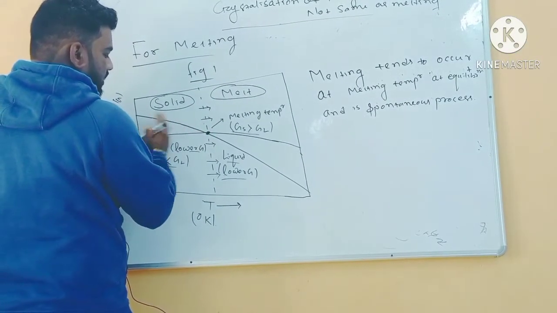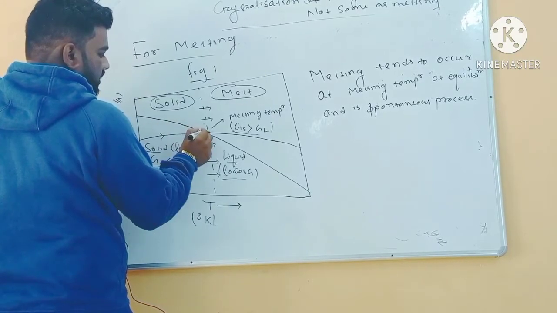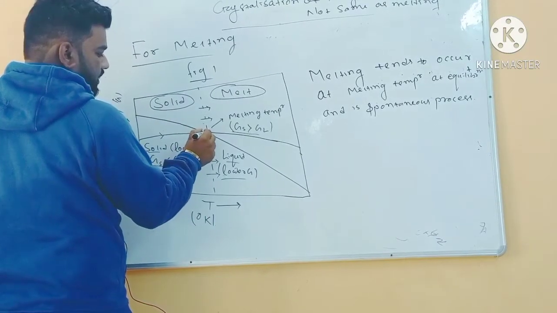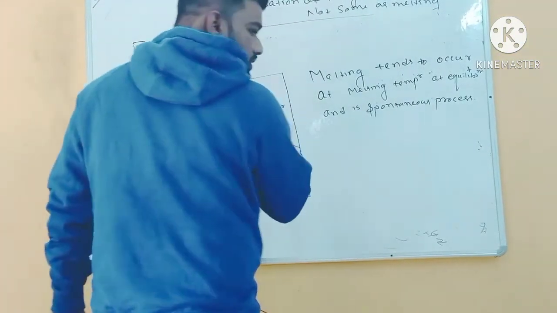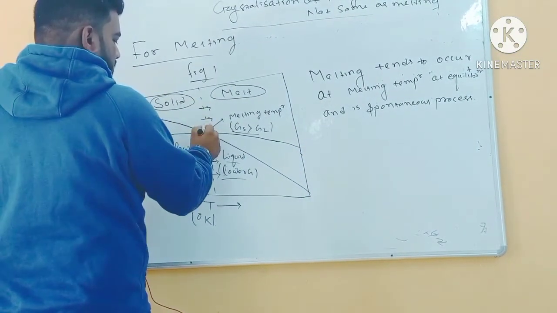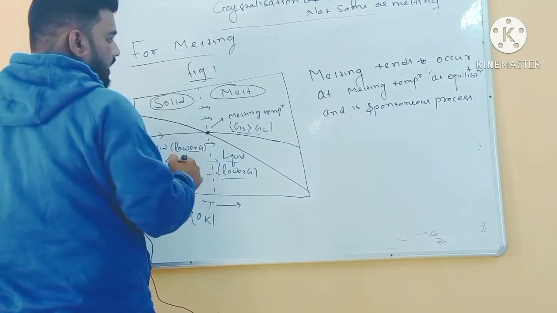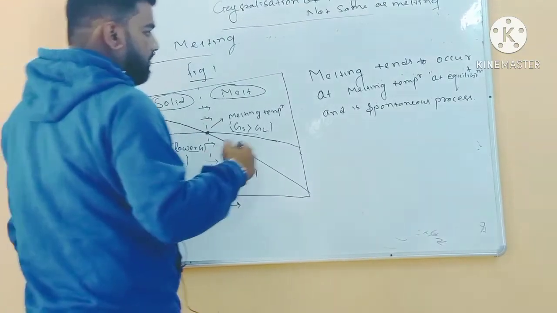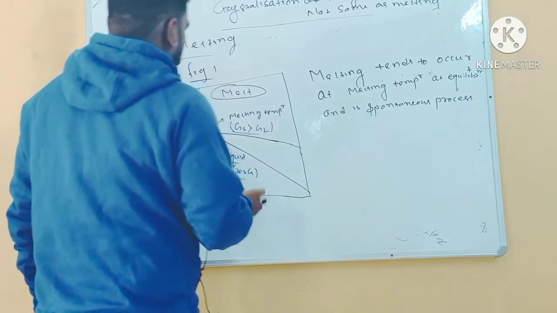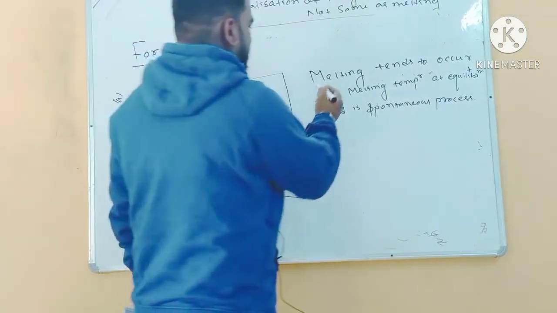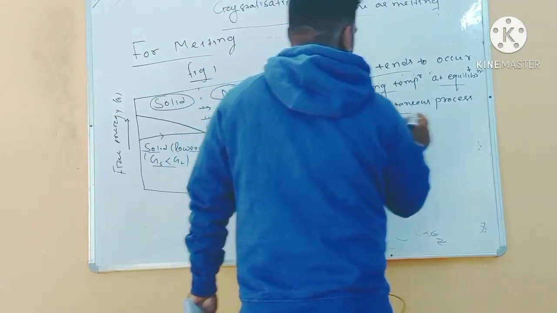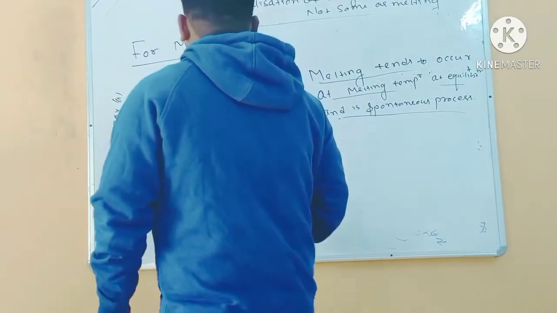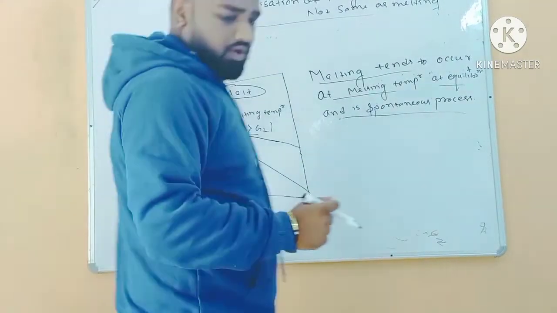All the things will crystallize at this melting temperature. So this will satisfy the condition of equilibrium melting, and it is a spontaneous process. So melting tends to occur at the melting temperature at equilibrium, and it is a spontaneous process. So now let's look at how it is for crystallization.